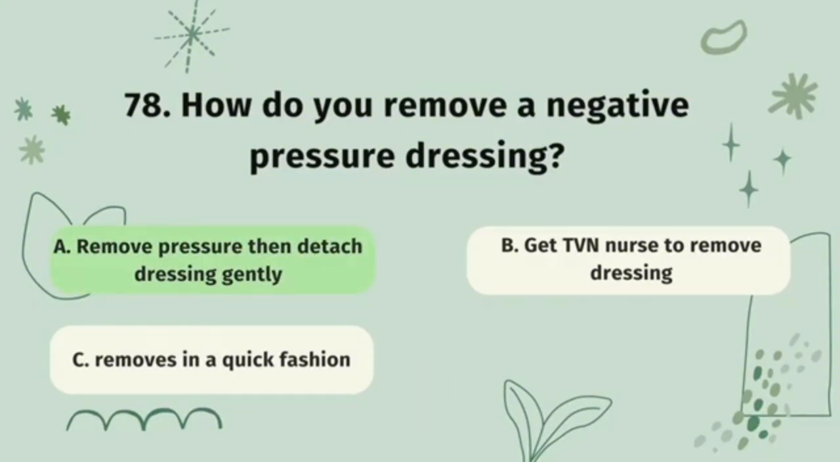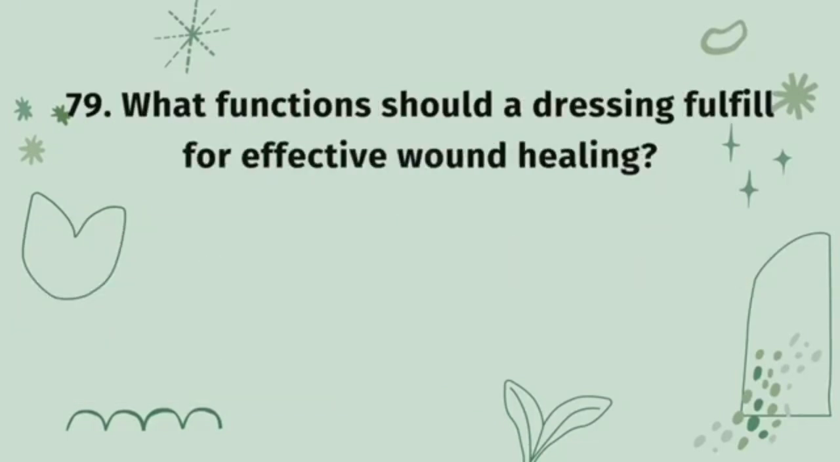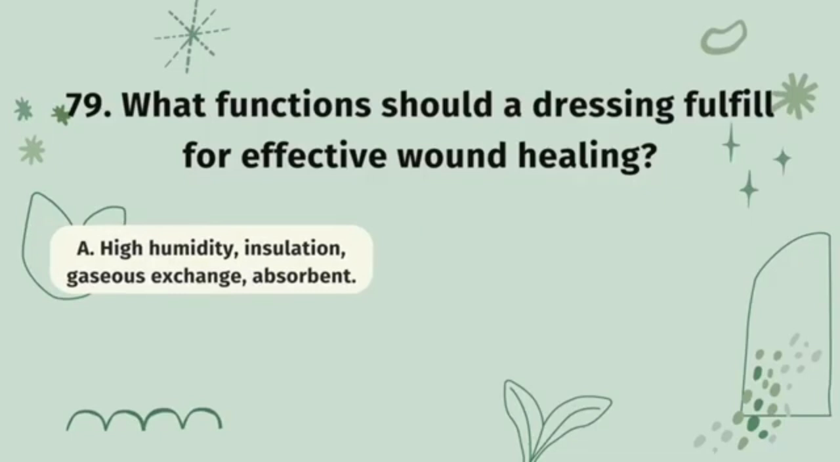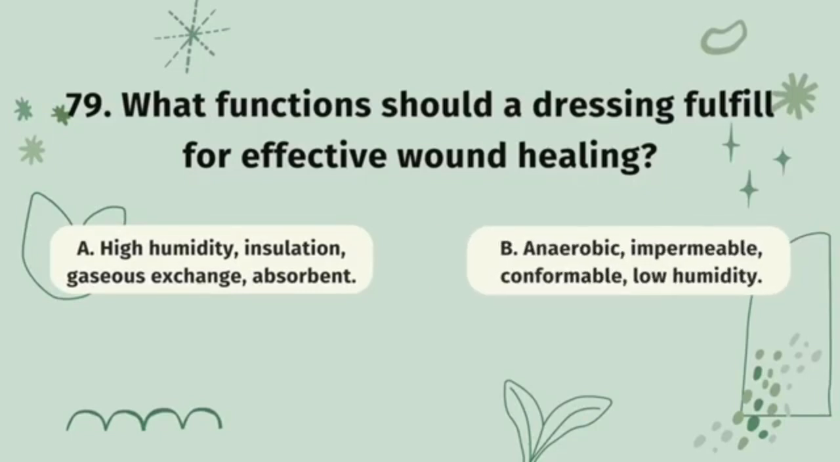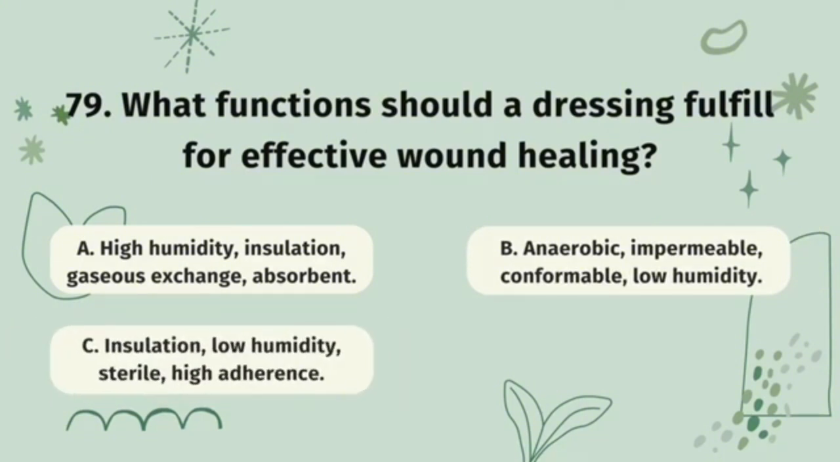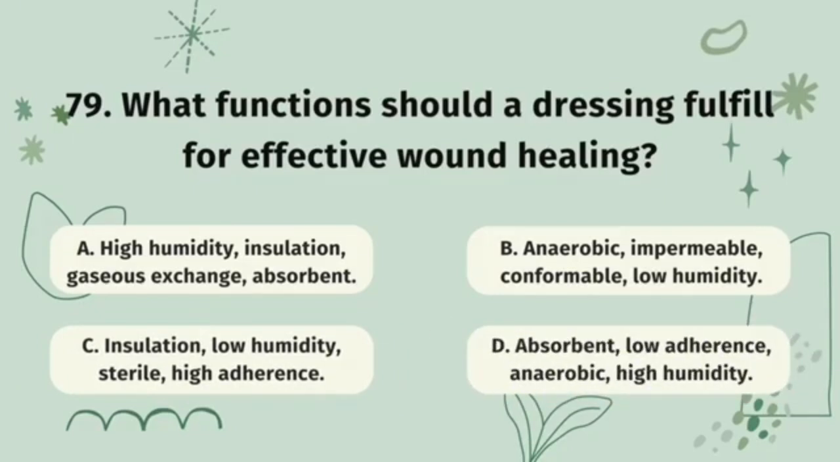The correct answer is A. Question 79. What functions should a dressing fulfill for effective wound healing? Option A, high humidity, insulation, gaseous exchange, absorbent. Option B, anaerobic, impermeable, conformable, low humidity. Option C, insulation, low humidity, sterile, high adherence. Option D, absorbent, low adherence, anaerobic, high humidity.